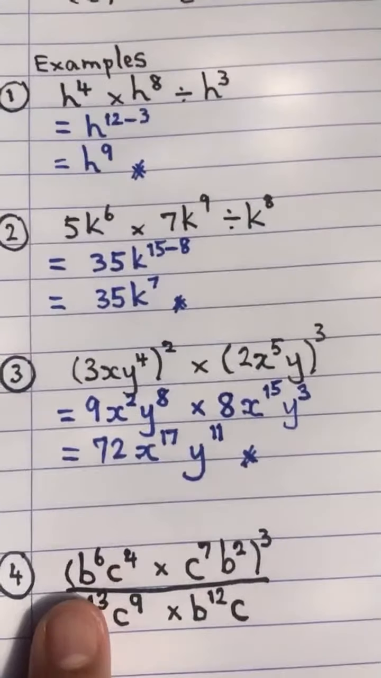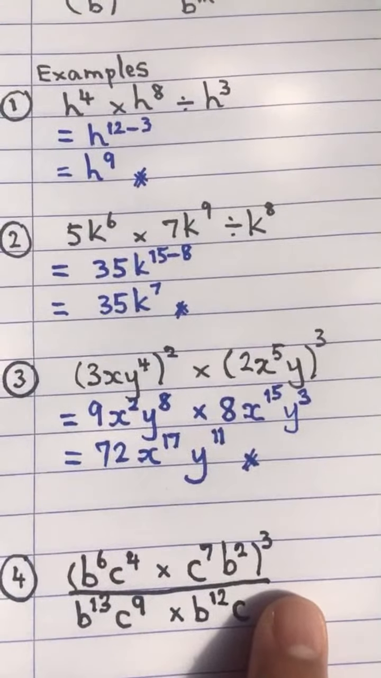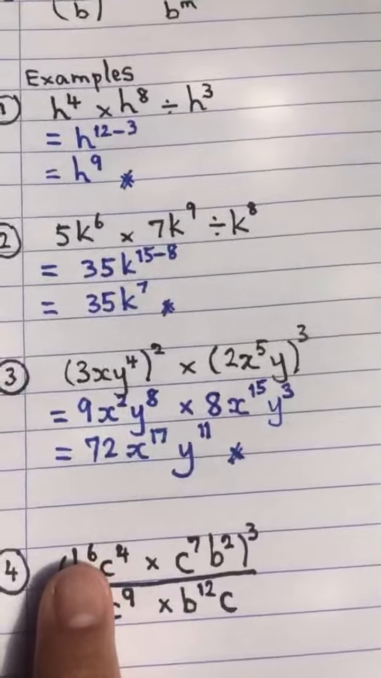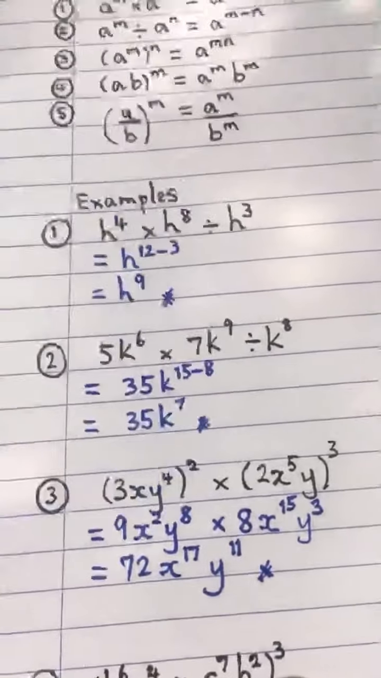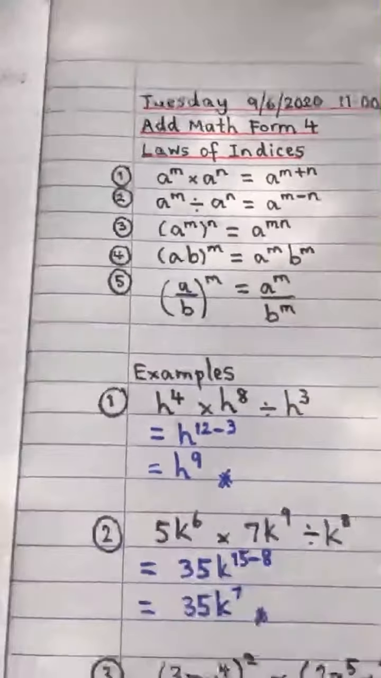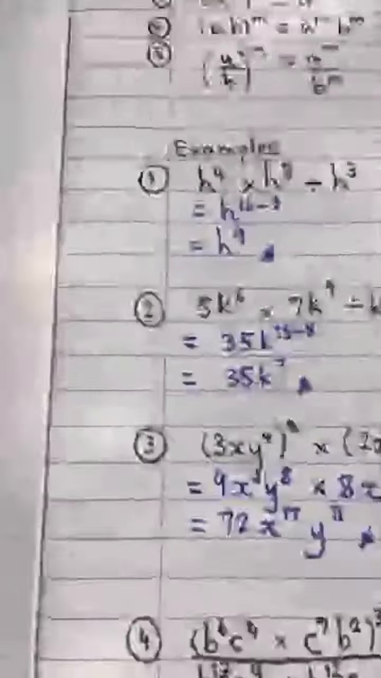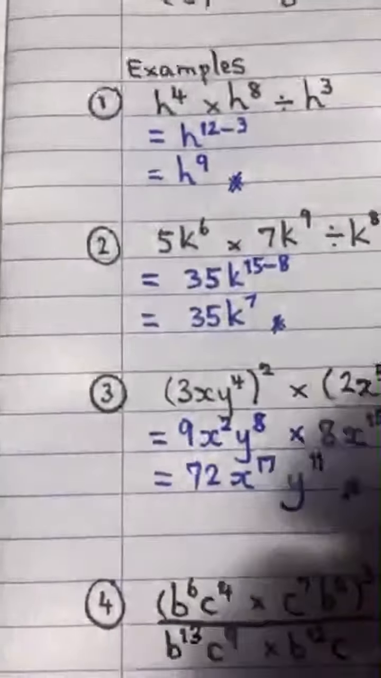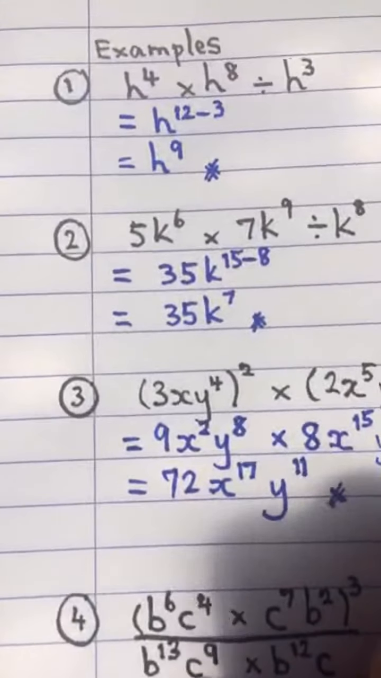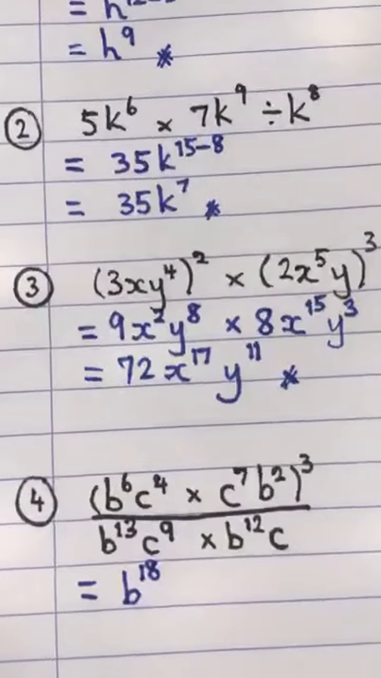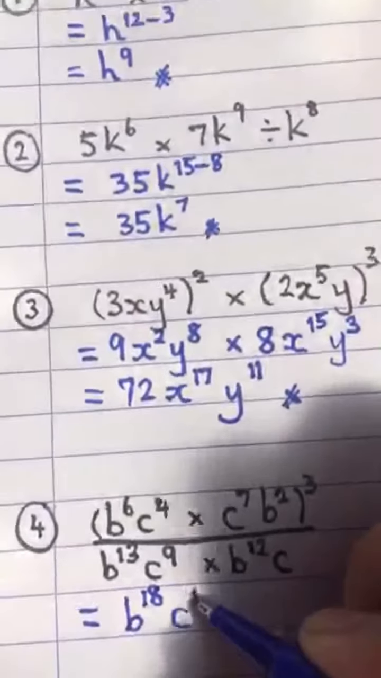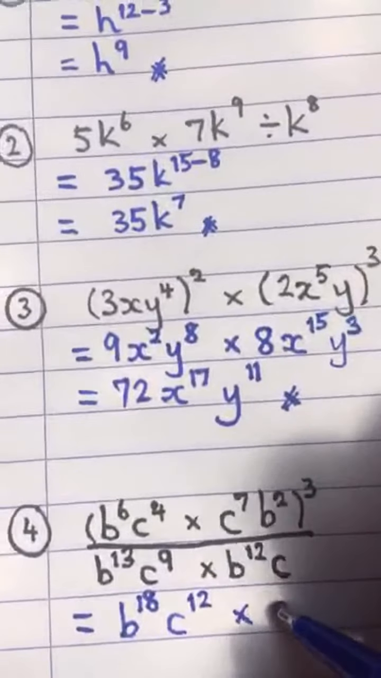The first thing is to look at your bracket here. You have to get rid of the power first. You see this is power 3, so this is law number 3. When you have power and power, you just multiply. So no more bracket, you get b, 6 times 3 will be 18. Now you have c power 4, 4 times 3 will be 12, so c power 12.